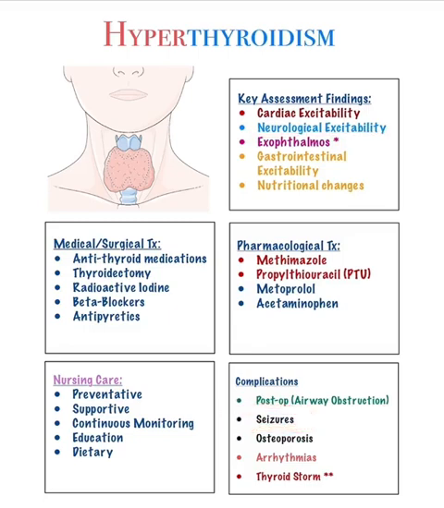Osteoporosis is another complication that can occur because of this hypermetabolic state, which leads to bone breakdown. So because we're exciting the cardiac system, the patient is at risk for developing arrhythmias. Thyroid storm is the most severe complication, and it happens because the neurological and the cardiac system are so overly stimulated that it can lead to hypertensive crisis, coma, and death if not treated immediately.